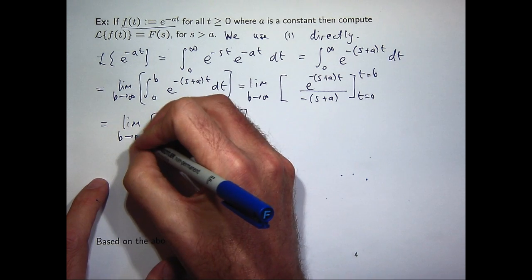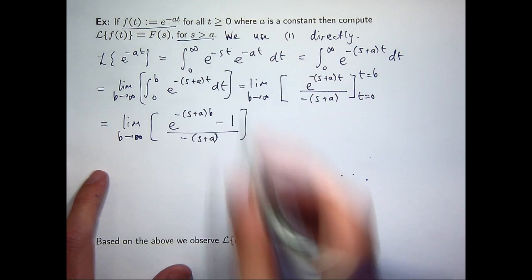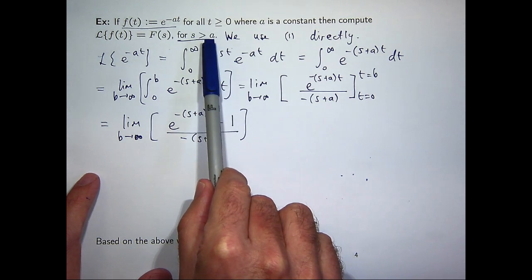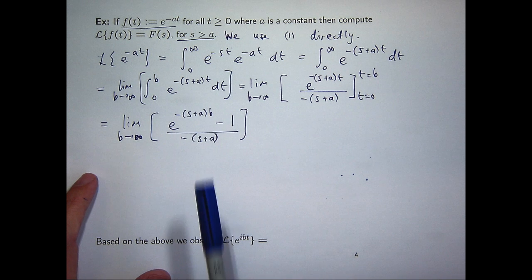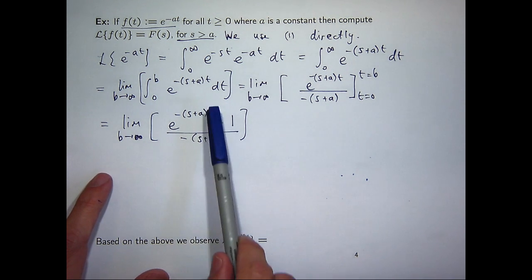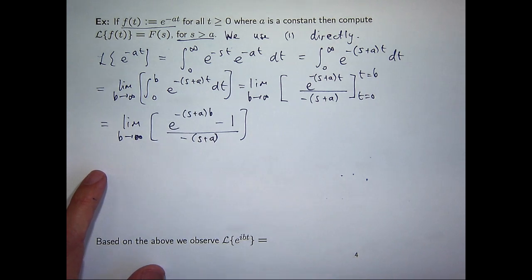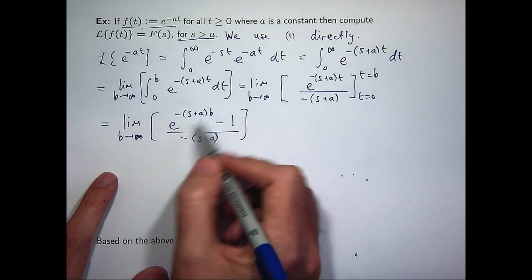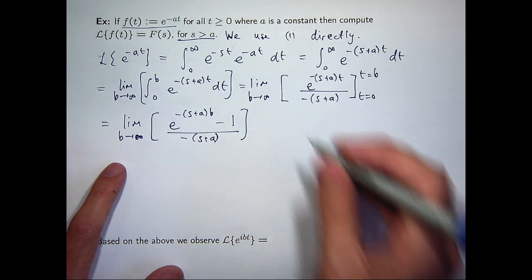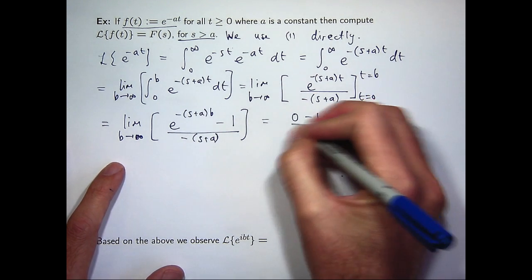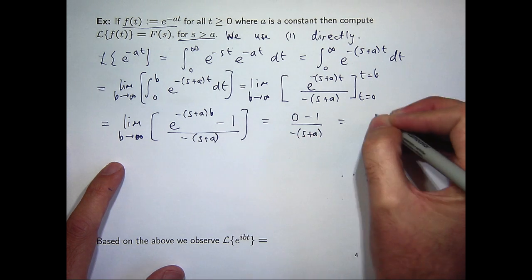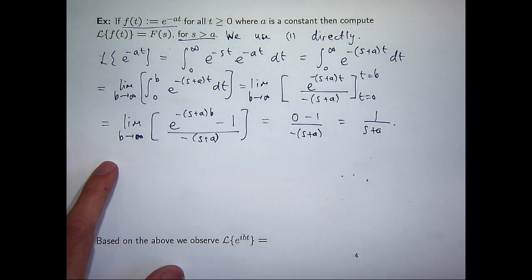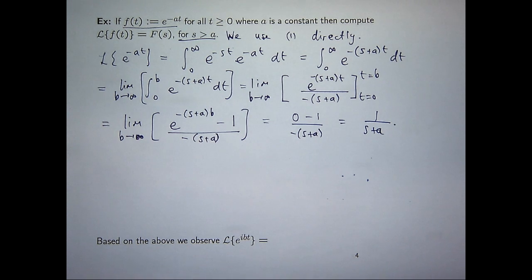Now, here, we're only considering the case where s is strictly greater than a. Okay, so it means that this exponent will be negative. All right, so as b goes to infinity, this is going to go to 0. Okay, so the Laplace transform of this exponential e to the minus at is 1 on s plus a.